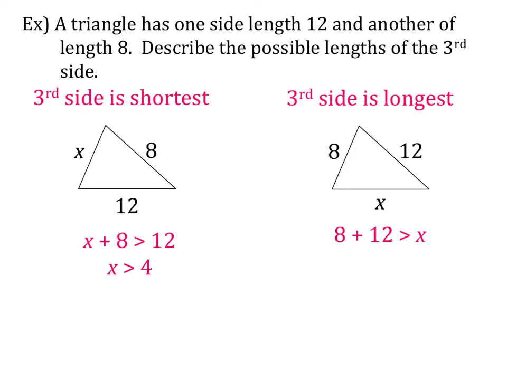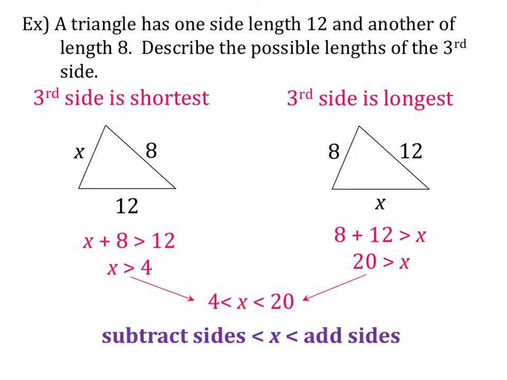If x is the largest side, then I know that I'm going to have to add my two smaller sides and make sure they are larger than my biggest side. So 8 plus 12 will need to be bigger than x. And so that means x has to be less than 20. So when we put these two together, that means our side length has to be greater than 4 but less than 20.